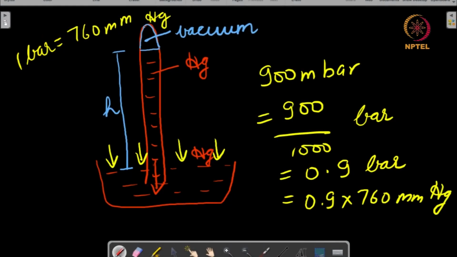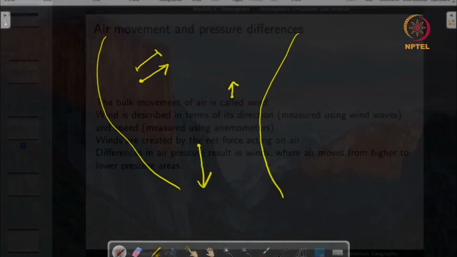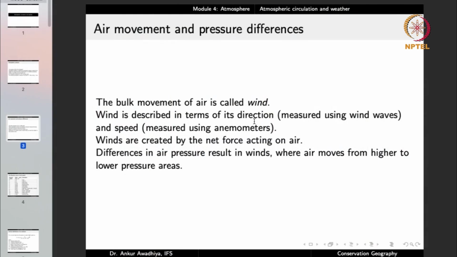So, when we draw a chart with wind patterns, we'll typically draw it something like this. At this location, this is the wind. At this location, the wind is like this. At this location, the wind is like this. So, these arrows are telling us the direction in which wind is moving, and the length of the arrows is telling us the speed of the wind. Now, the direction of the wind is measured using wind vanes, and the speed of the wind is measured using anemometers.